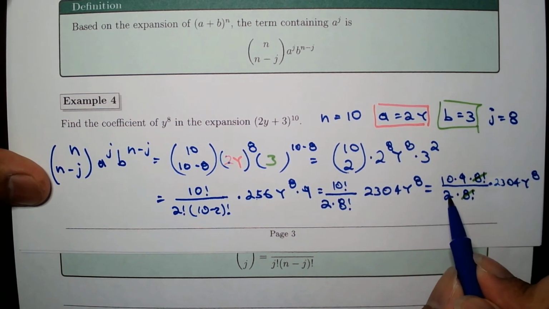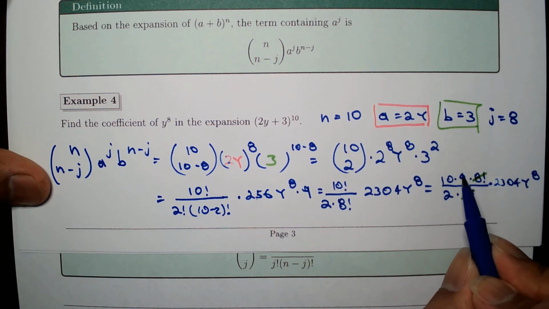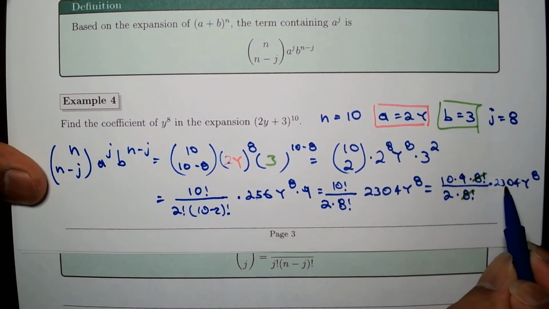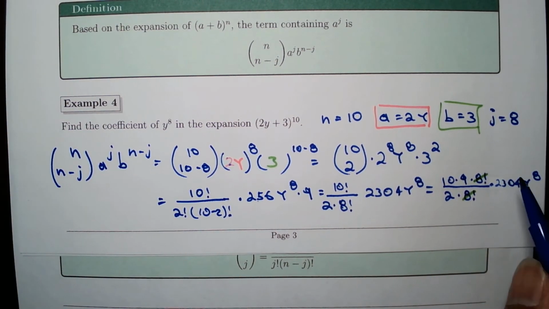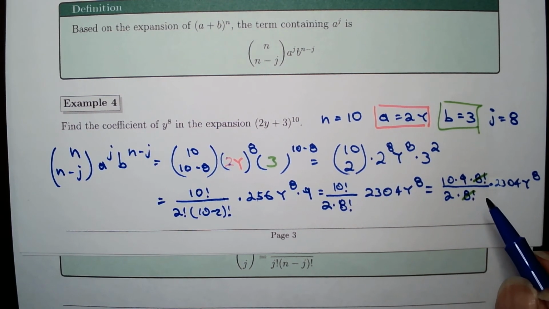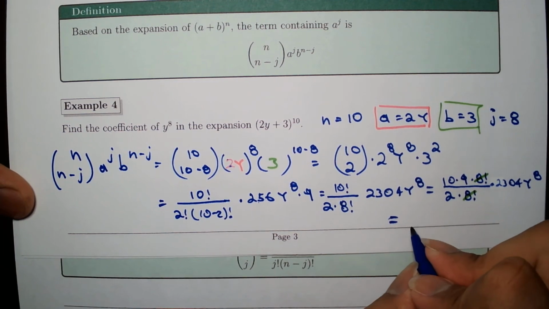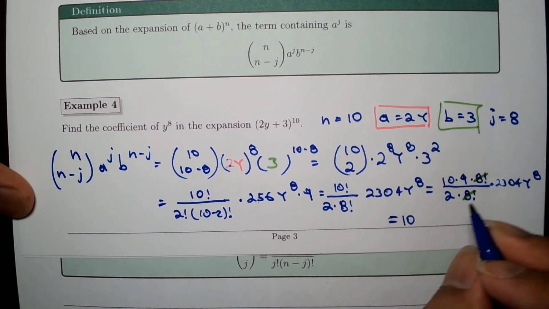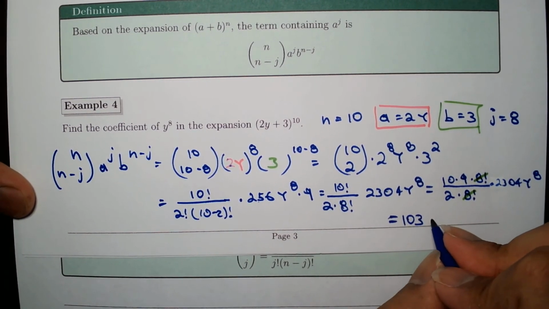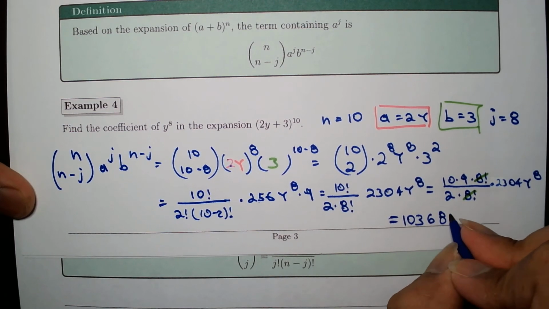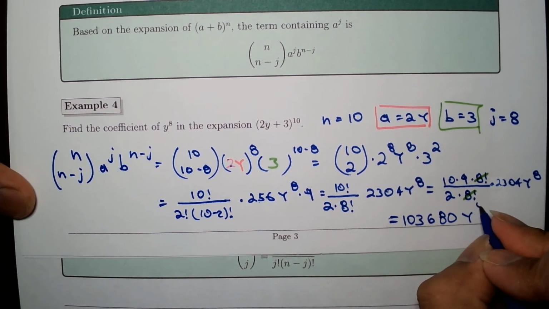10 divided by 2, that's 5. 5 times 9, that's 45. 45 times 2304, so that times 45. That's, we get 103,680 y to the 8th power.